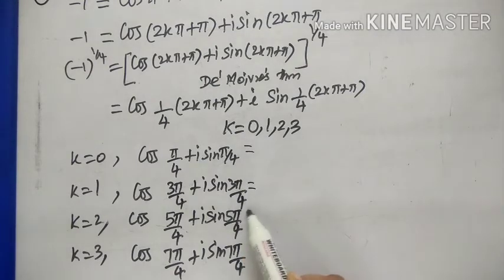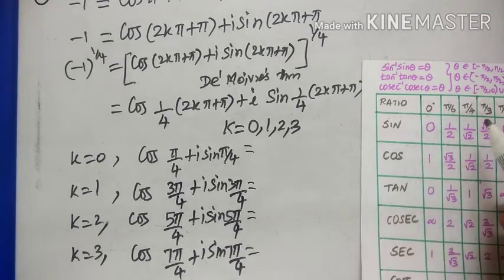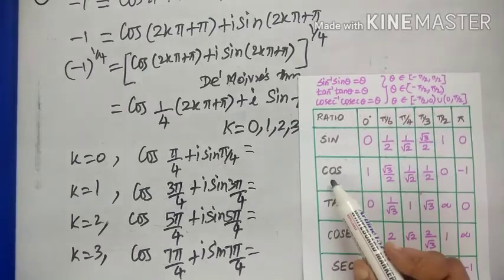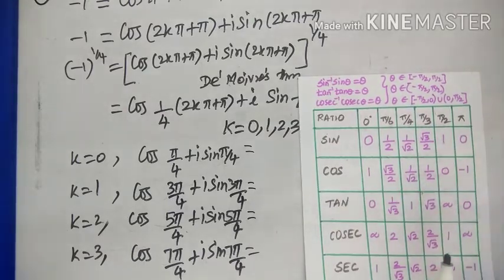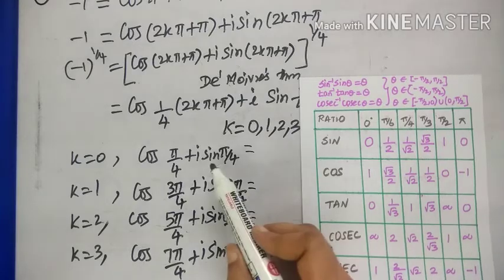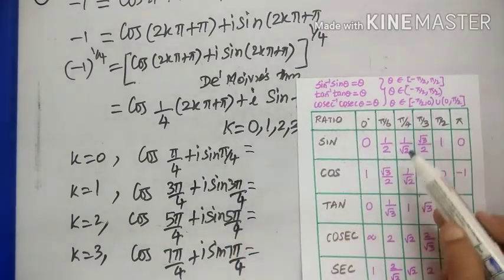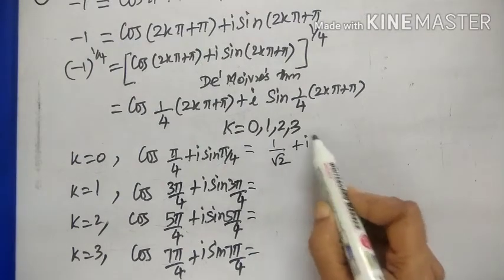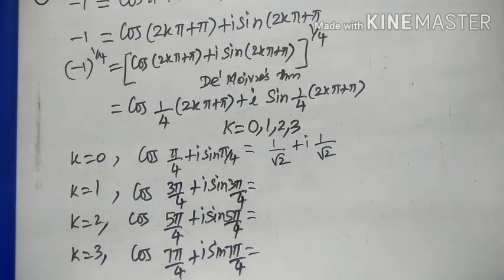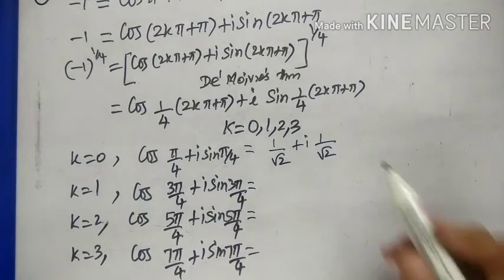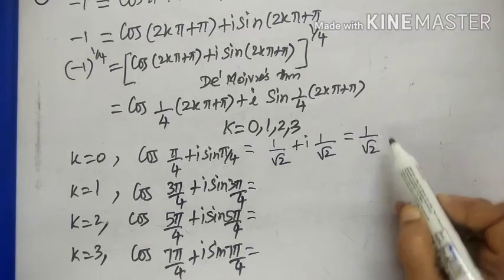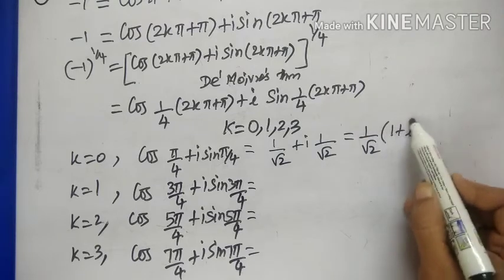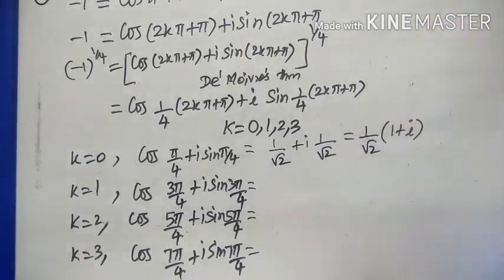Simplifying this answer. What is cos pi by 4? We have to remember from the table, cos under pi by 4, it is 1 by root 2. Sin pi by 4 is also 1 by root 2 only. So it is 1 by root 2 plus I into 1 by root 2. First answer. Or I can say 1 by root 2 common into 1 plus I, to bring about the question's expected value.